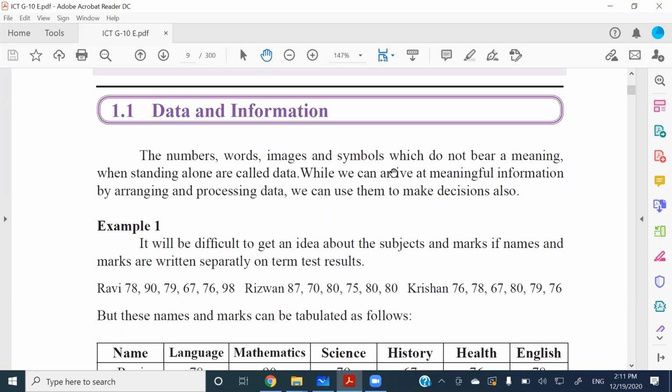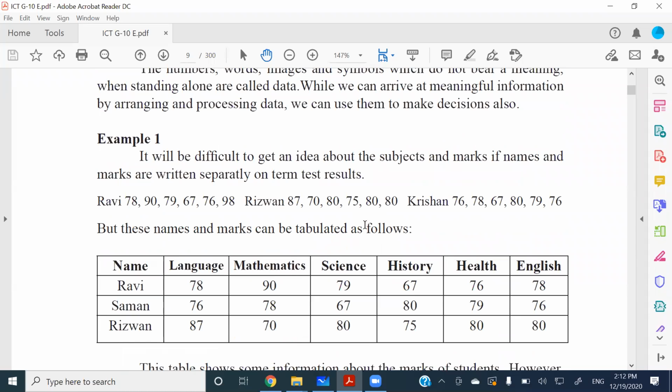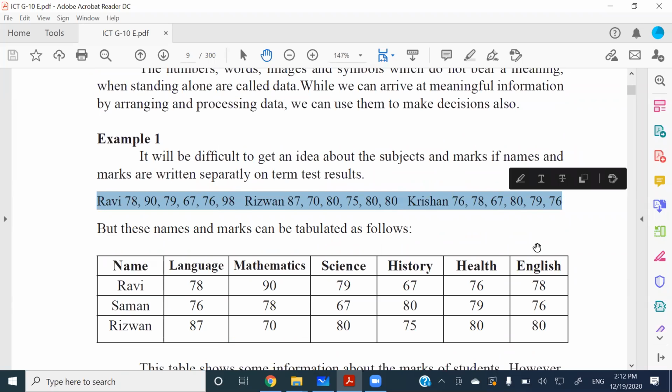The first example we talked about was the marks that we received, shown as marks received from some exam. But if you take this line alone, we can't have a particular idea because there are some names and some numbers.